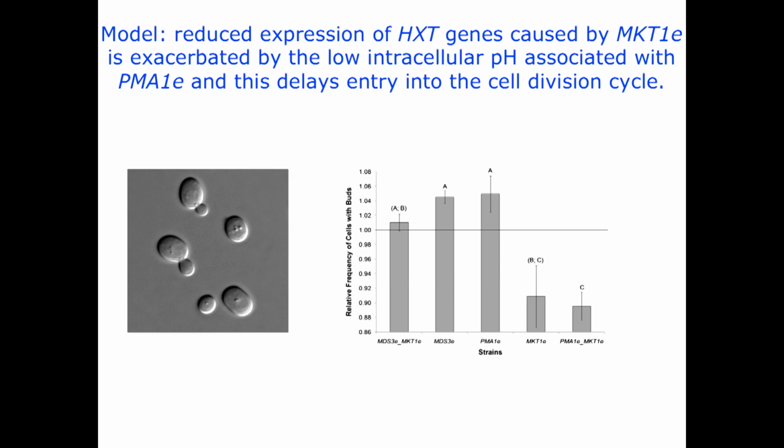And how is this all put together? These are various genotypes: PMA1, MDS3, MKT1, MKT1 alone. There's the combination of mutant alleles that hate one another. We're looking at the budding index here, the proportion of cells that are undergoing budding, and it's lowest here. It's not significant. But if you look at these colonies, they just don't look right.